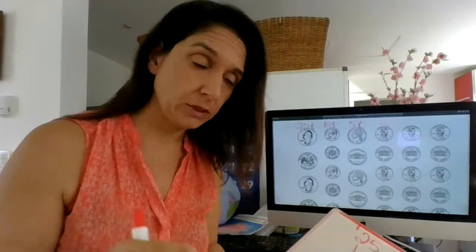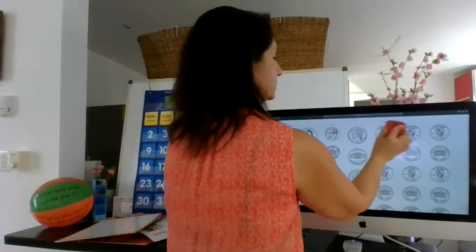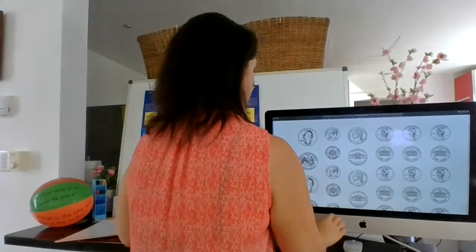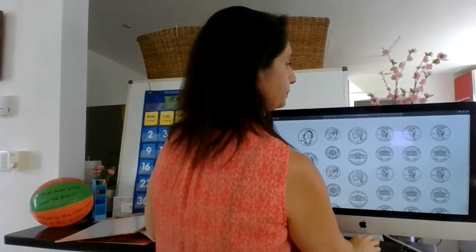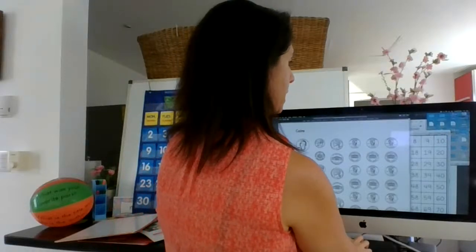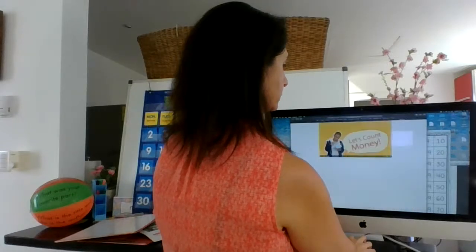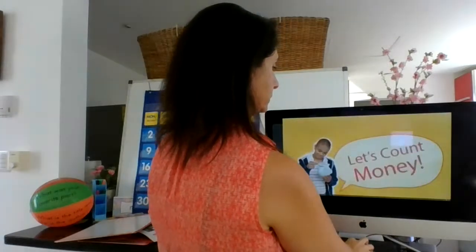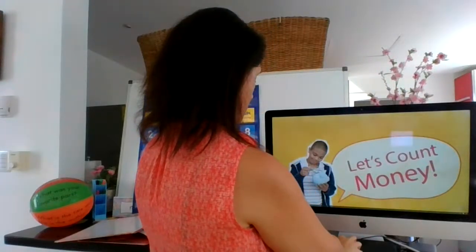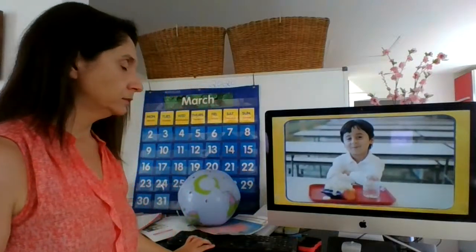Now you're wondering, what am I going to buy with 41 cents, right? So let's take a look. What can we buy for 41 cents? First, I'm not just going to erase the screen. Let's see, what can we buy with 41 cents? And let's count money. Are you ready? Let's count money. How much money do you have for lunch today?